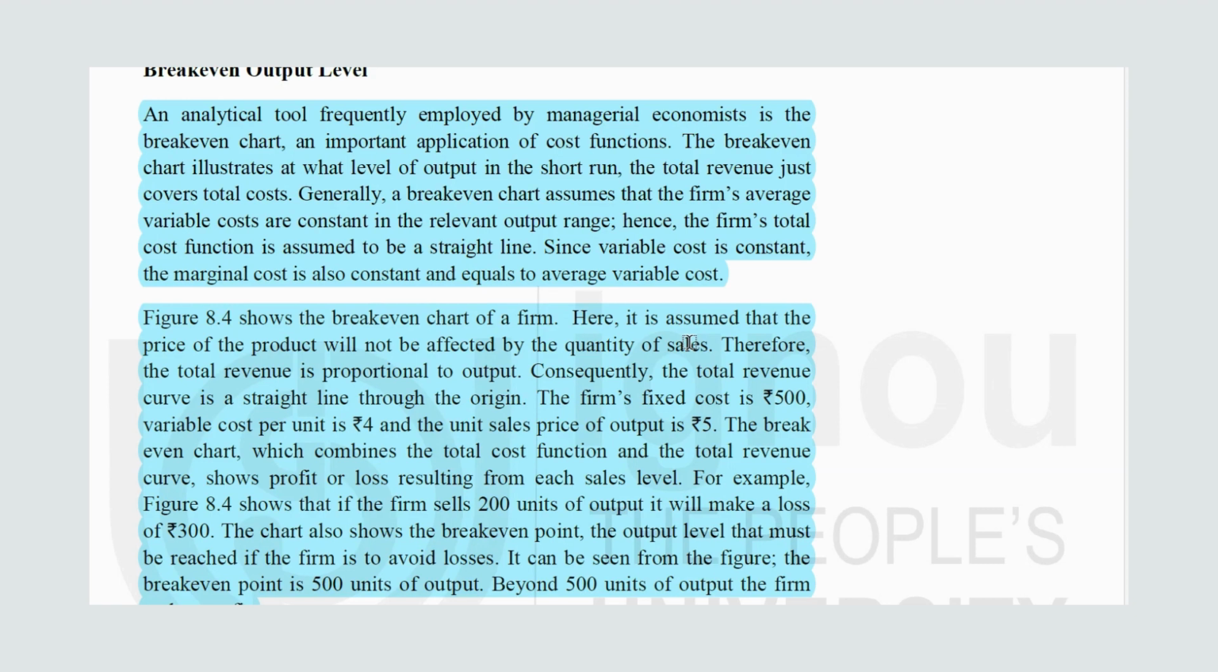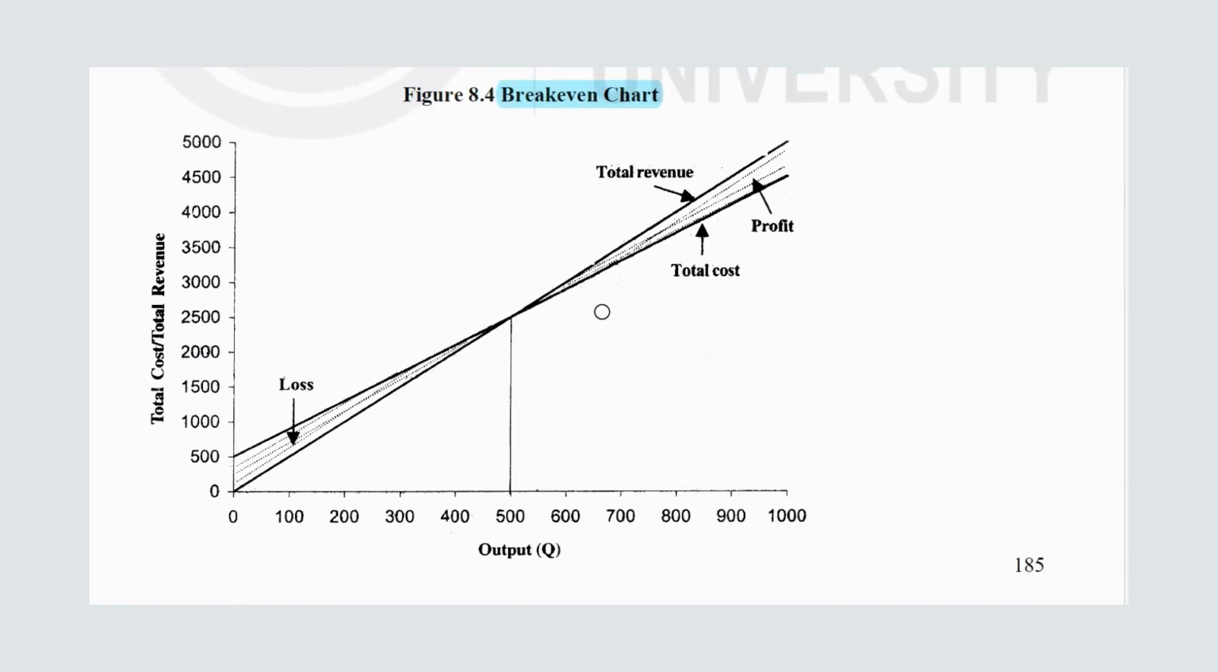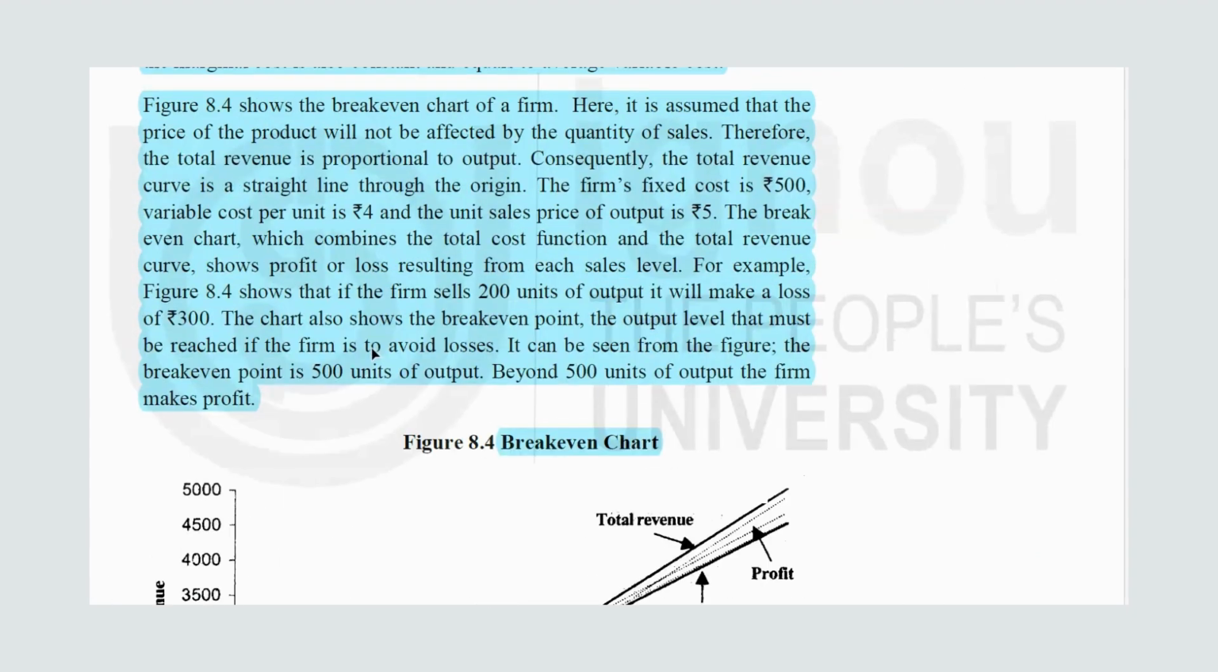Let's see the example here. You have to learn this chart. This is called a break-even chart. Here we can see on the x-axis the output from 100 to 1000, and on the y-axis the total cost or the total revenue. For example, the firm's fixed cost is rupees 500, the variable cost per unit is 4 rupees, and the unit sales price of output is 5.